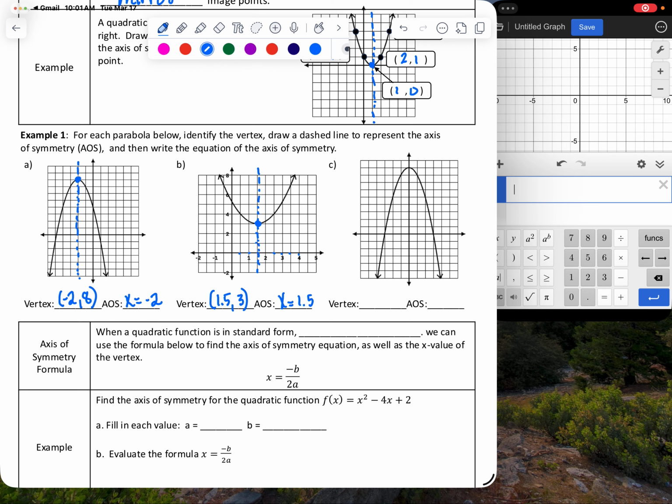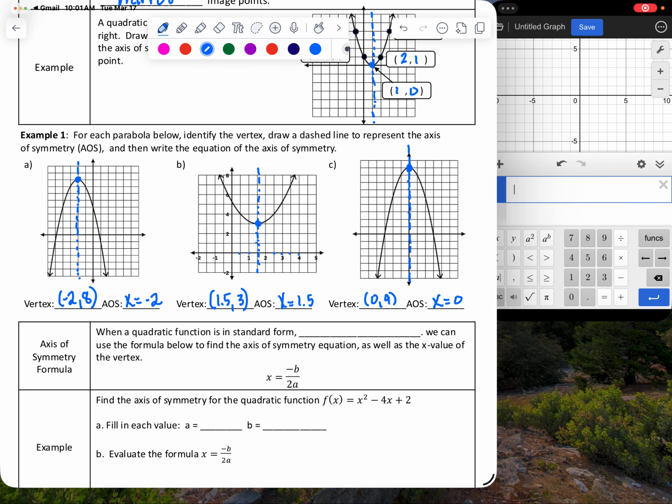All right. Now pause the video and try problem C on your own. All right, welcome back. Let's see how you did. In problem C, my vertex was right here: 2, 3, 4, 5, 6, 7, 8, 9. My vertex in this graph was 0, 9. The axis of symmetry is the vertical line that goes through that point. So hopefully you put x is equal to 0.